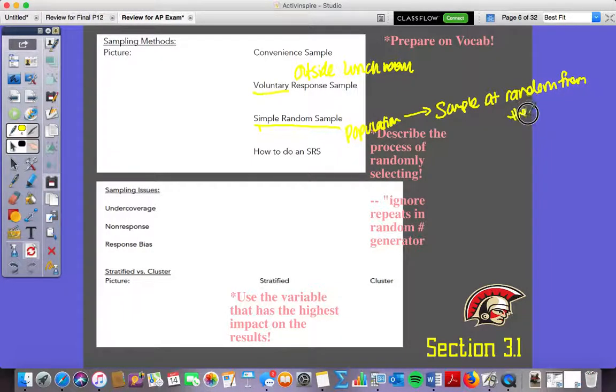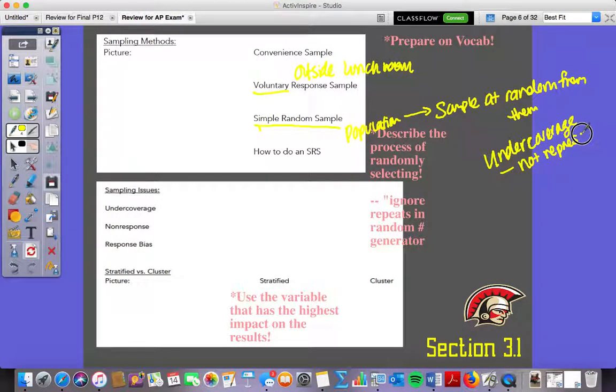Yes, ma'am? What's the difference between a convenience sample and undercoverage? Because if it's a convenience sample, isn't there going to be undercoverage? Correct. Yes. So undercoverage is not a type of sample. It's just the way that it's biased. Undercoverage contributes to bias, but it's basically what will happen when you have bias. So the things that contribute to bias include undercoverage.